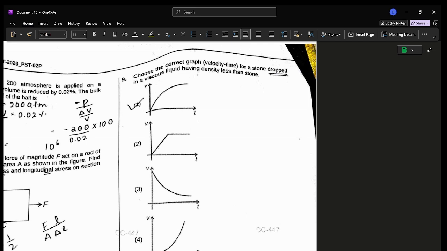Could you please give me a graph of the stone thrown in a viscous liquid and the difference of that as well as stone dropped in a viscous liquid? When a stone moves through a viscous liquid, gravity, buoyancy, and drag forces act on it. I will see.